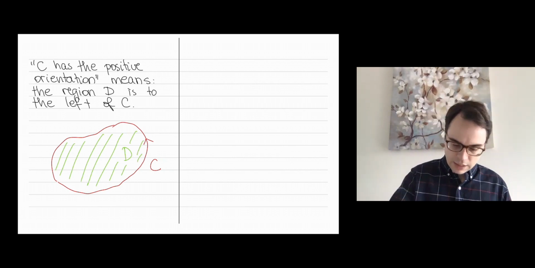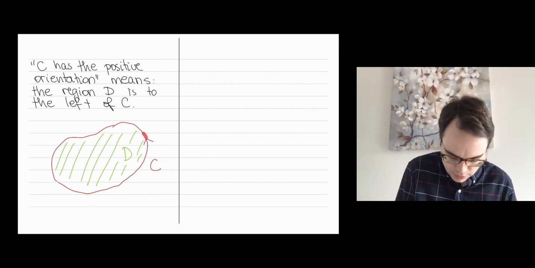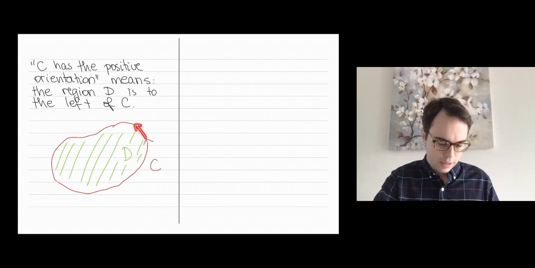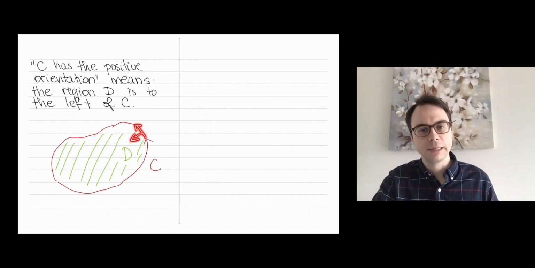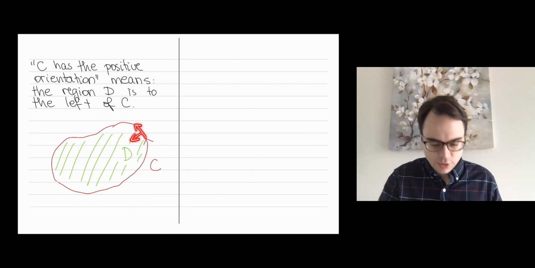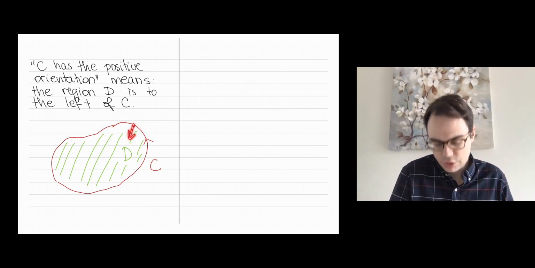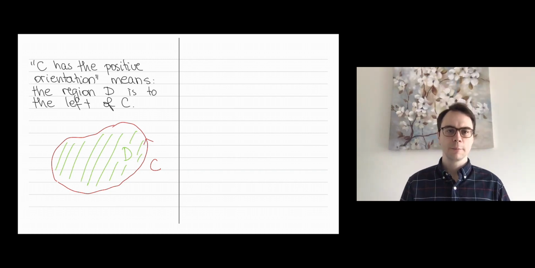Okay, so you see, if I go around C, if I'm a little bug going around C with this given orientation, the region is to my left. Right? So if I go around in the counterclockwise sense, in this case, you see that the region D will always be to my left.